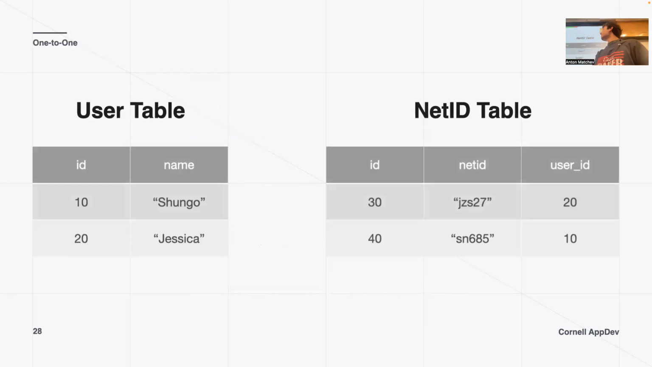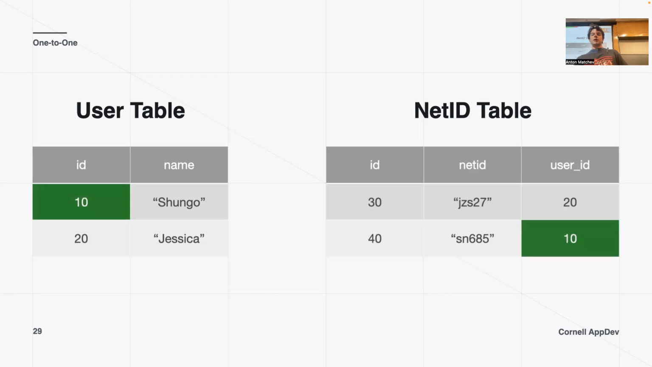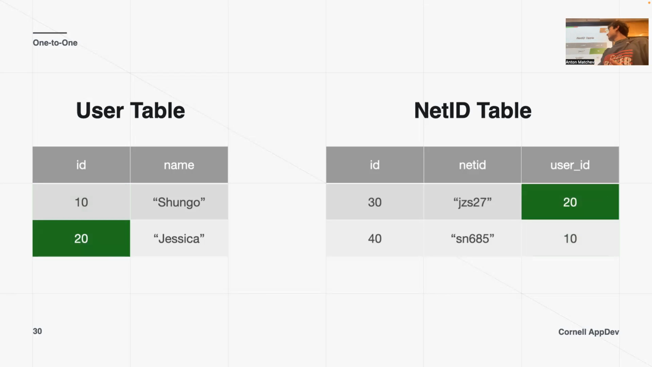So here we have the user table and we have the net ID table. We see that we have 2 entries for the users, Shungo and Jessica. And then we have 2 net ID entries over here. Like in the previous example, this user ID column in the net ID table references the ID column in the user table. So from this, we can see that Shungo's net ID is SN685 and Jessica's net ID is JZS27. And so we see that a name references only one net ID, and a net ID only references one name.